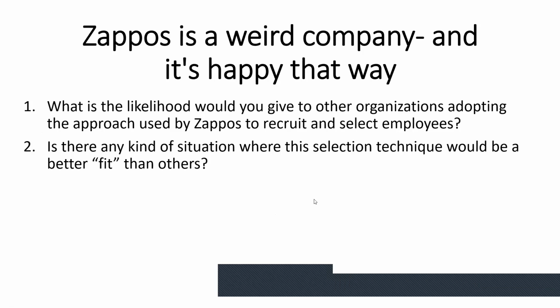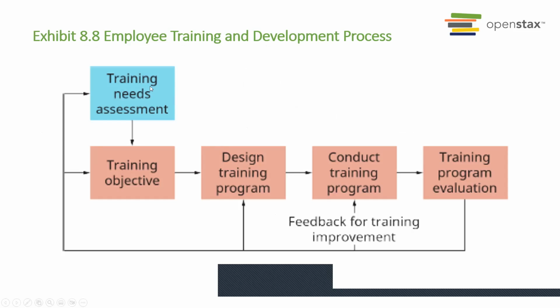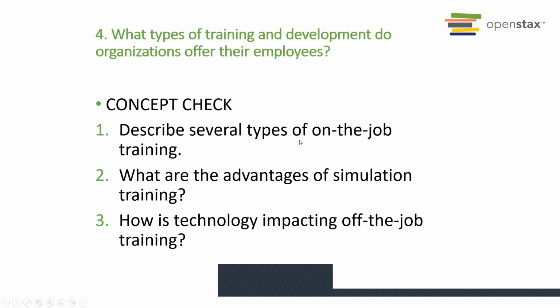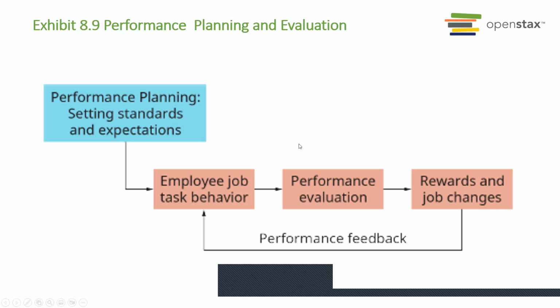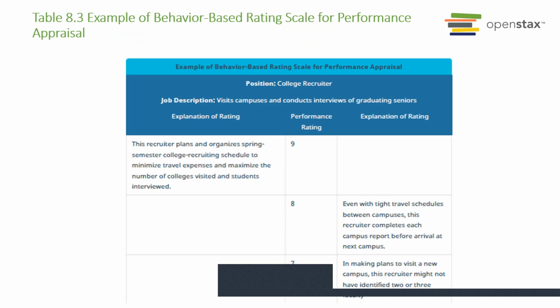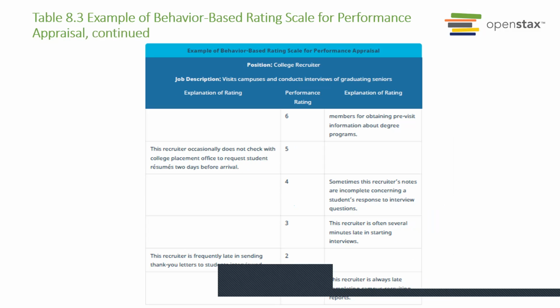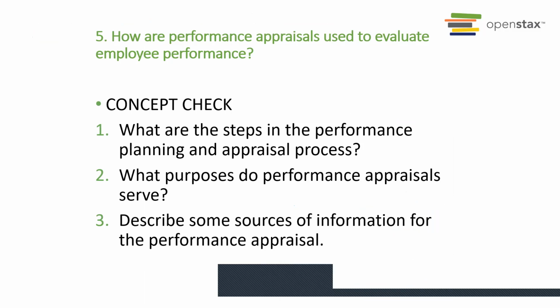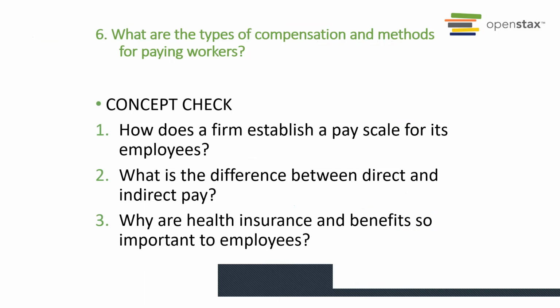Here are some questions to consider based on that video. And this is a chart related to the employee training and development process. Take a look at this chart in your textbook. Some concept checks for section 4. Another chart related to performance planning and evaluation. The table related to the behavior-based rating scale for performance appraisal. Section 5, questions to consider, concept checks. Section 6, concept checks.